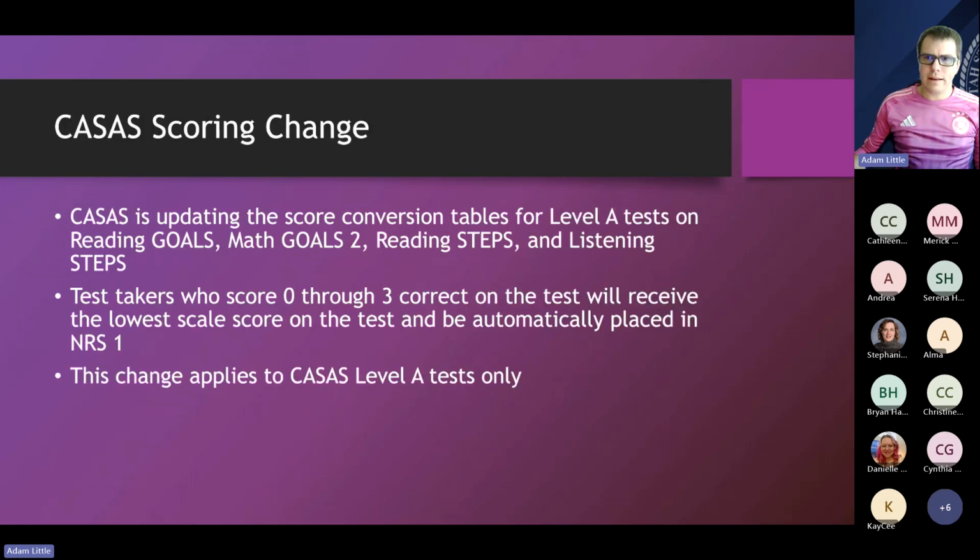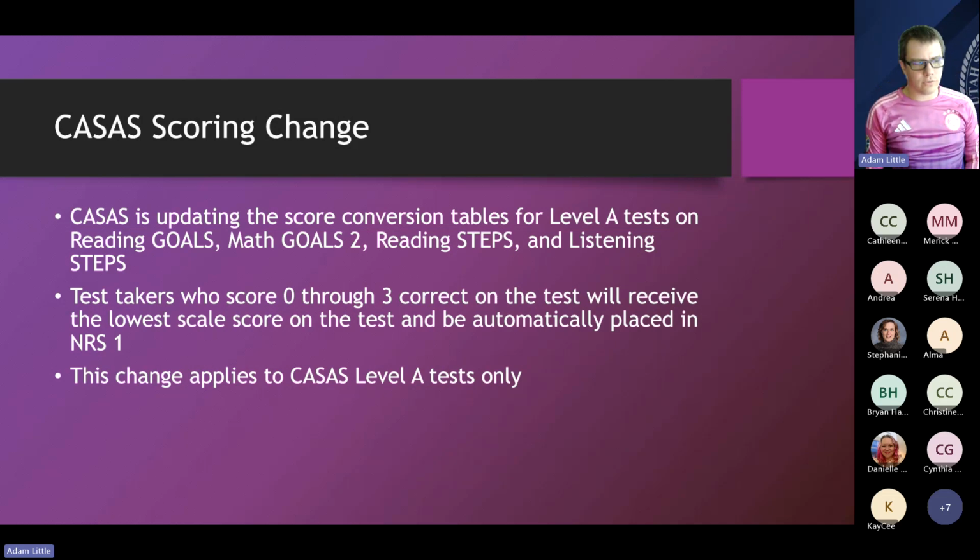So let's go ahead and jump in. There is one piece of information that has come out recently, and that's with our CASAS testing scores. CASAS is updating the scoring conversion table on level A tests on goals, reading goals, math goals, reading steps, and listening steps. Originally, when a student scored a 0 through 3, they were not being placed in any sort of functioning level. That has now been changed to where scoring a 0 through 3 will automatically place you on the lowest level score.